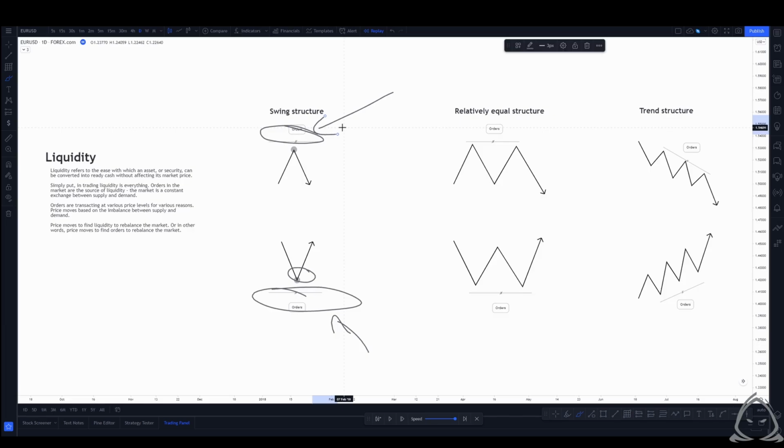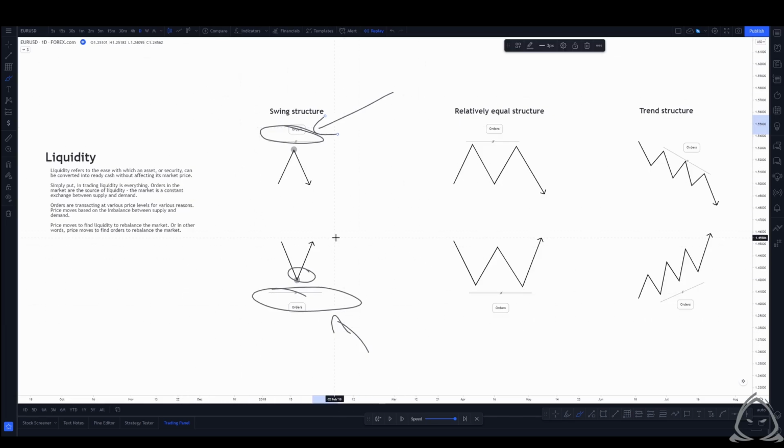There are orders that exist at all price points. These orders need to change hands. For buyers, they need sellers. Sellers, they need buyers. And it's this constant battle between the two that's causing price to reprice, targeting different liquidity pools or groupings of orders at various price levels.